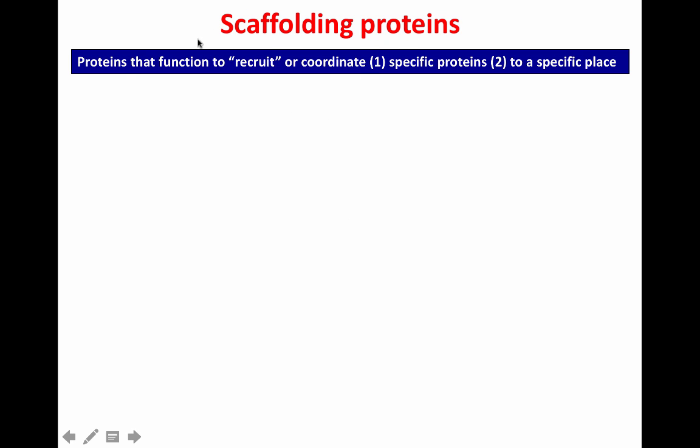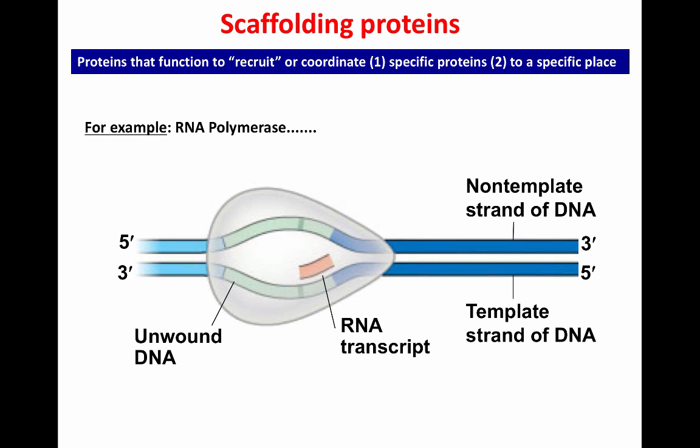So we can say that scaffolding proteins refer to proteins that function to recruit or coordinate specific proteins to a specific place in the cell, right? And so what we mean by recruit is basically these scaffolding proteins are going to physically bind to some other protein and help it get to a location in the cell.